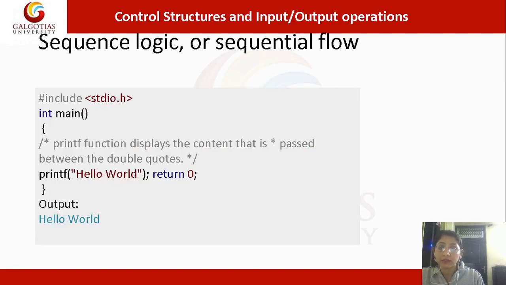Here is a very simple example I'm giving you. If you see the flow of execution of the program, it will start from int main, then it will execute the printf statement, then it will execute the return 0 statement. Here we are not giving any other control structure, so by default the execution of this program will be sequential, one after another.